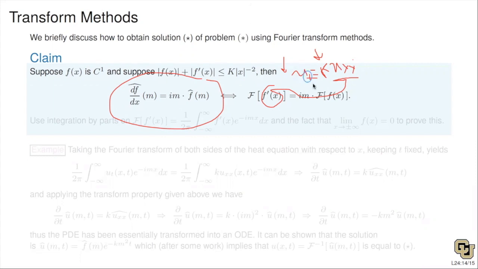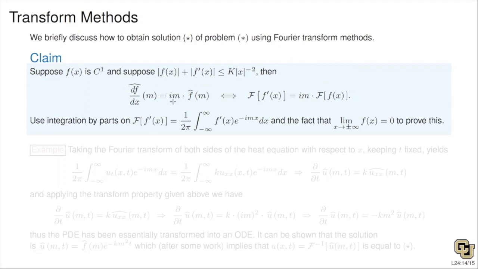And that's a fundamental strategy in math: take the more complicated problem and make it simpler. So we take the PDE, make it into an ODE, solve the ODE in transform space, and then take that solution in transform space and inverse transform it back to our regular space and find the solution.